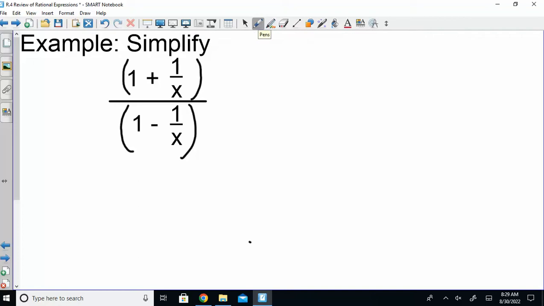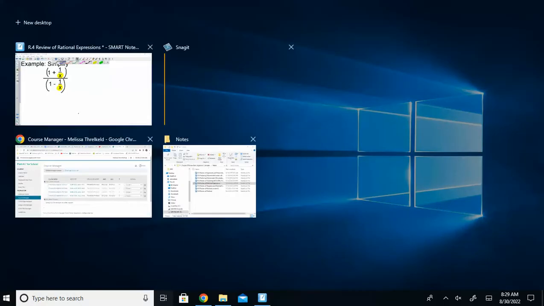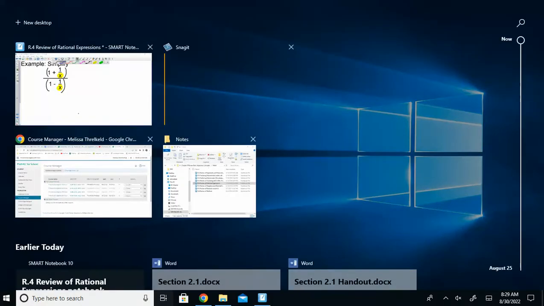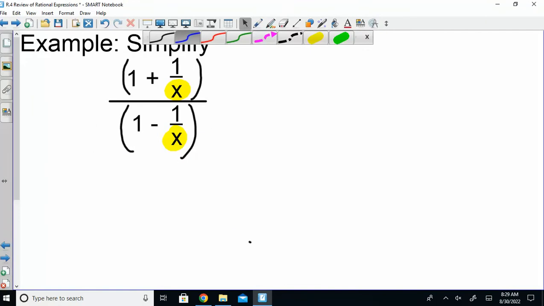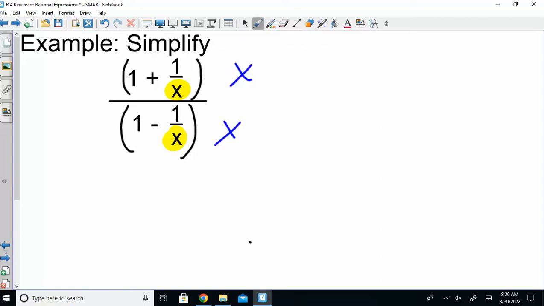What makes this problem ugly? Fractions and fractions. Okay, look at these fractions. What do they have in common? The denominator is x. We know it's legal if you multiply by the same thing on the top and the bottom of the fraction, right? So what if I take the top and the bottom both times x? It's legal, we haven't changed our problem, same thing on top and bottom.